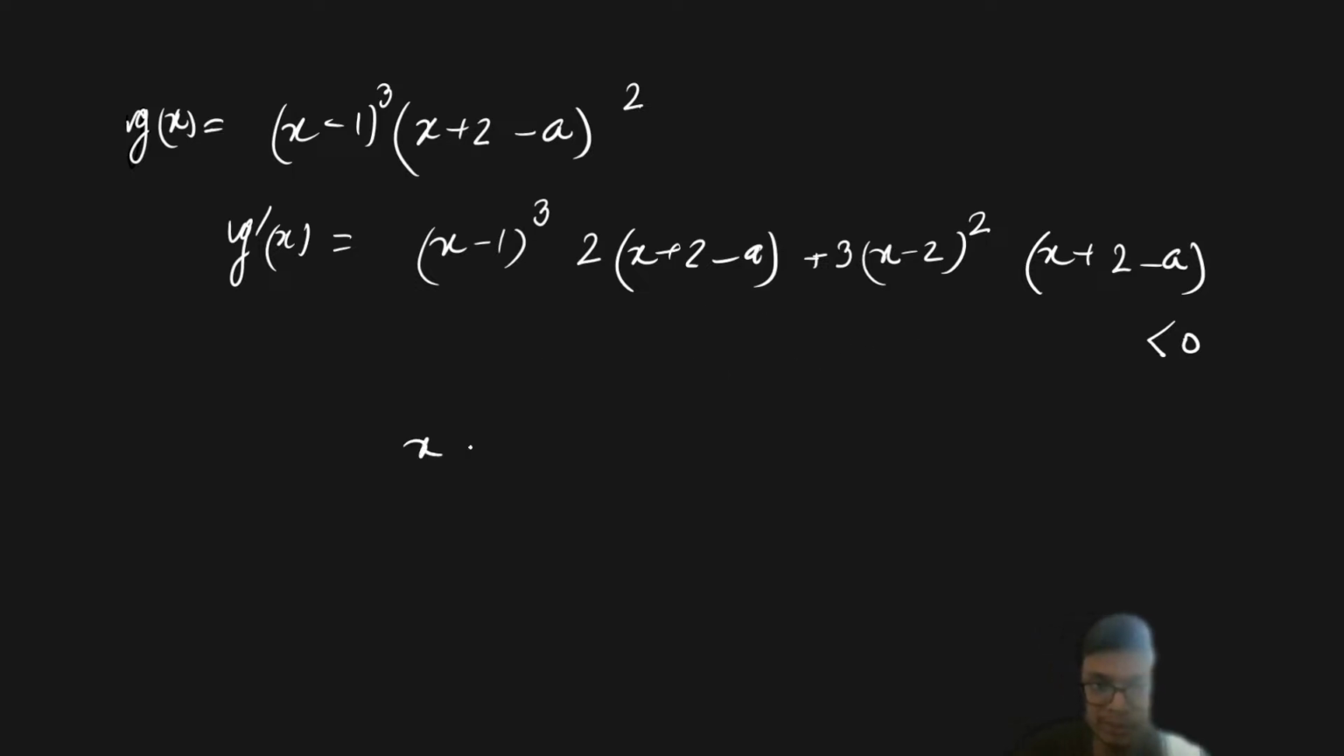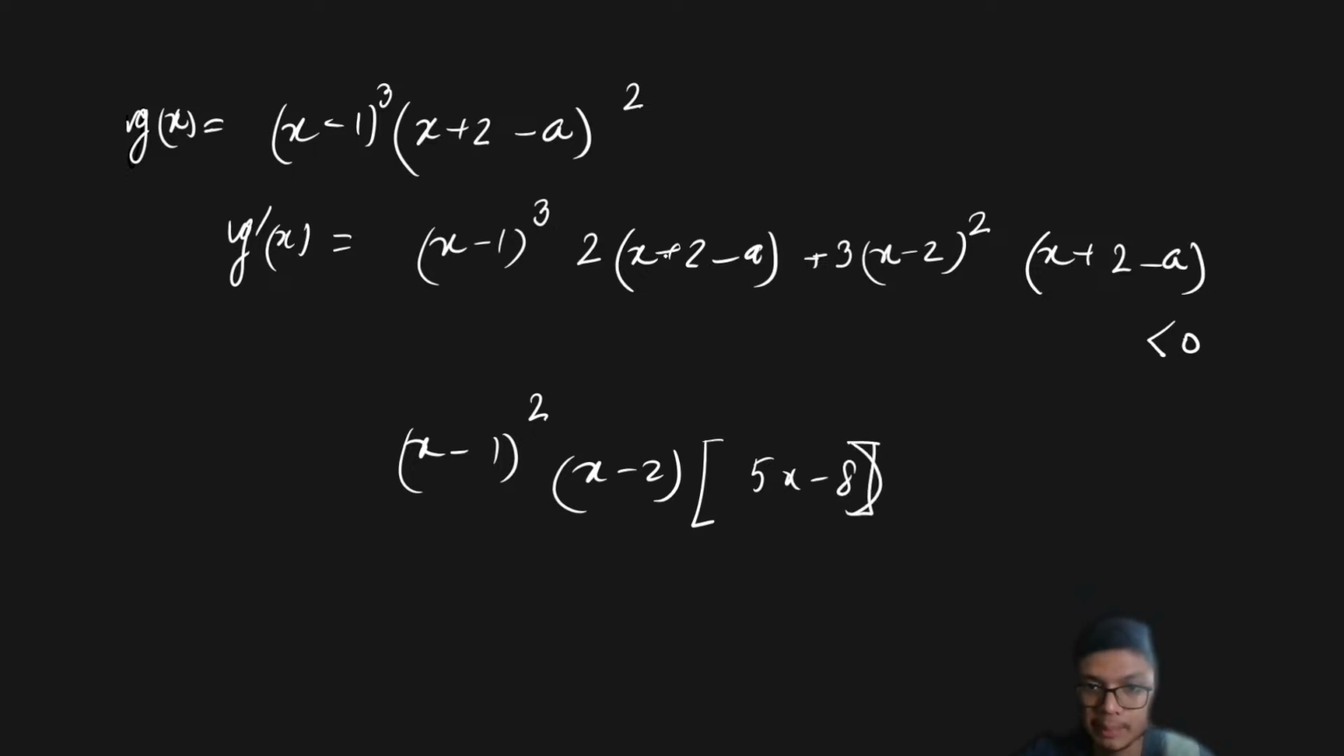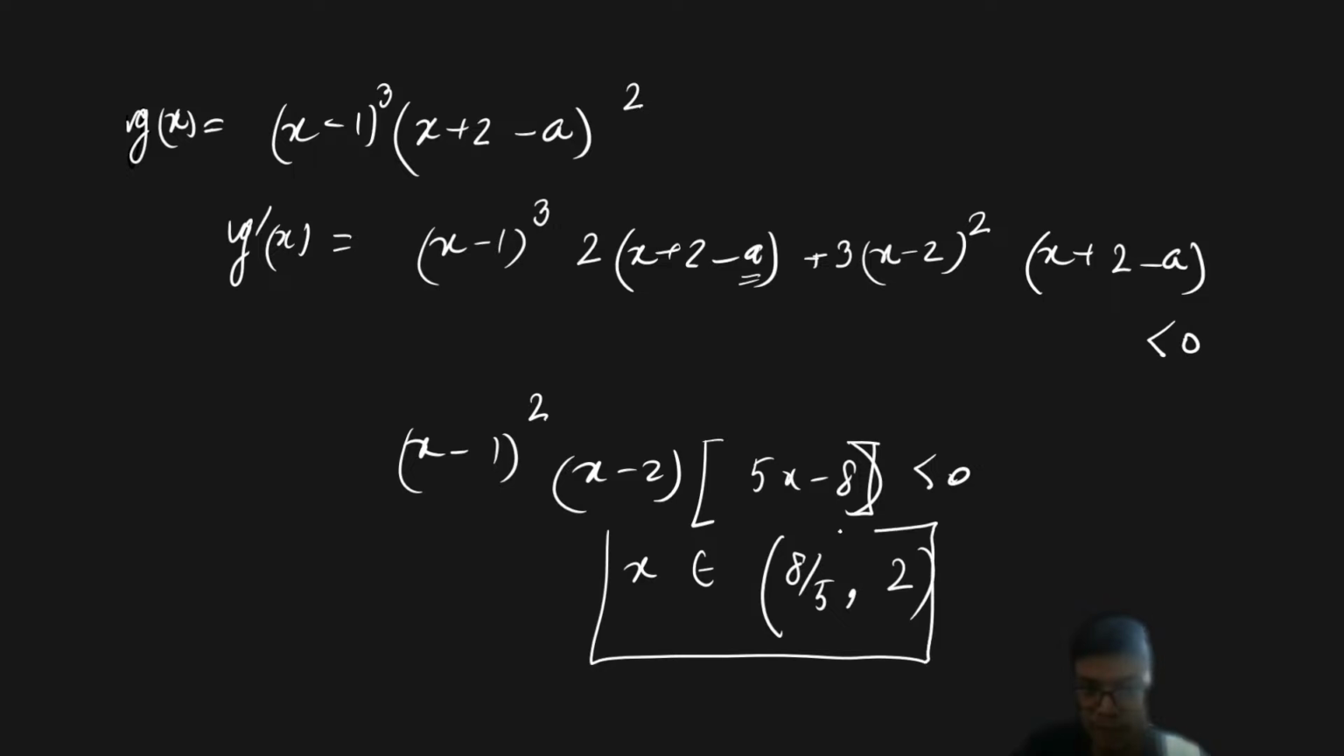And if you do simplify this part, it is going to be x minus 1 cube, x minus 1. So we can take x minus 1 square as common, and x minus 2 over here, multiplied with x minus 8, right? Because we got the minimum value of a as 4, and from this it is going to be less than 0. Therefore, this particular interval is less than 0 for x belongs to 8 by 5 comma 2, right? So these are the two intervals we are going to have.